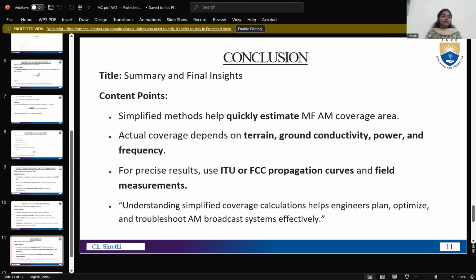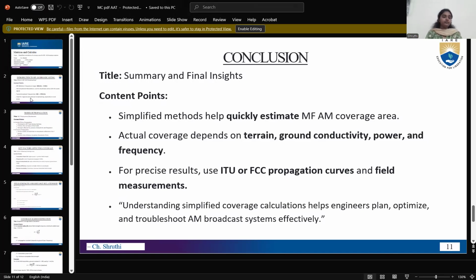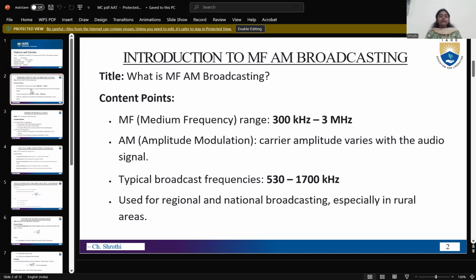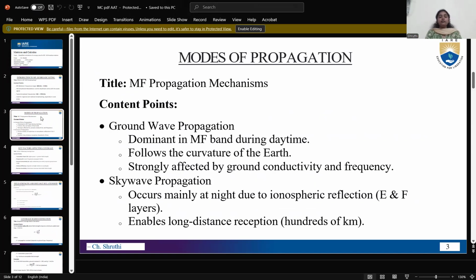Let's take a quick recap of the session. The first slide tells about the introduction to MF AM broadcasting. MF means medium frequency range and AM means amplitude modulation. MF ranges from 300 kHz to 3 MHz. Then the next slide is about the modes of propagation. There are two types of propagation: ground wave propagation and sky wave propagation.